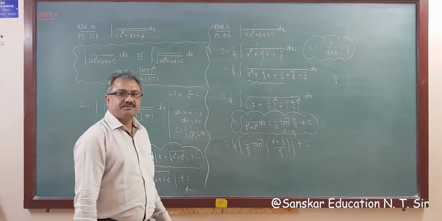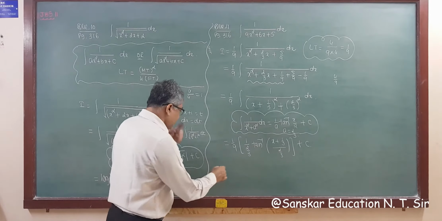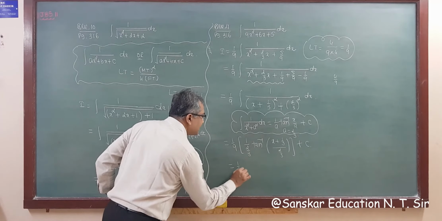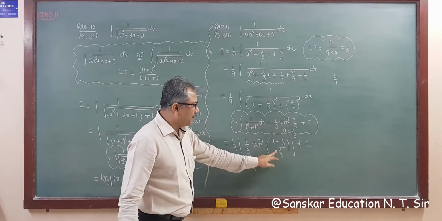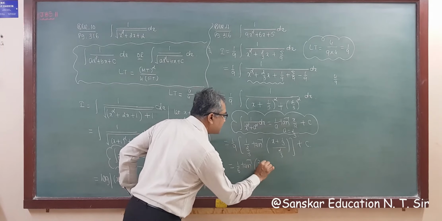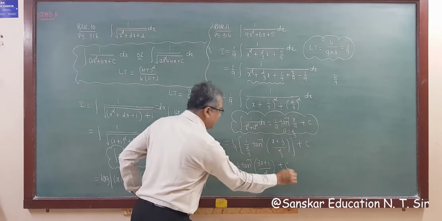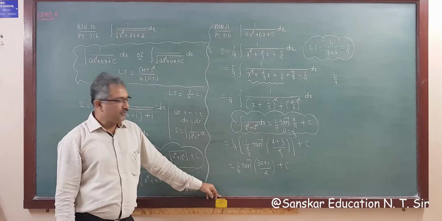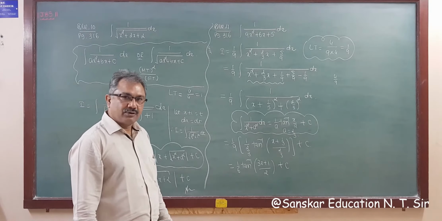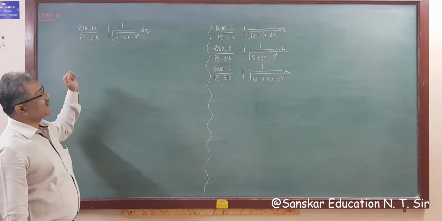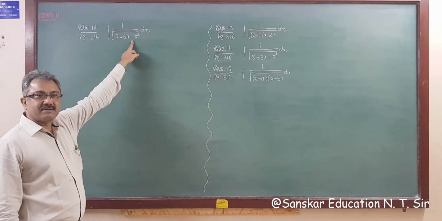This is your answer. This is 3 into 2, that is 1 upon 6, right? So this is 1 upon 6 tan inverse 3x plus 1 upon 2, right? And plus c. So this is your answer, 1 upon 6 tan inverse 3x plus 1 by 2 plus c. Got it?